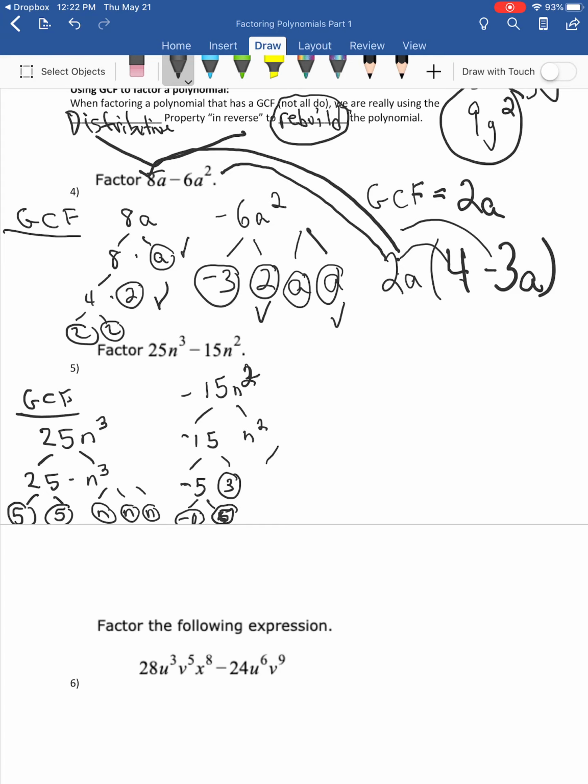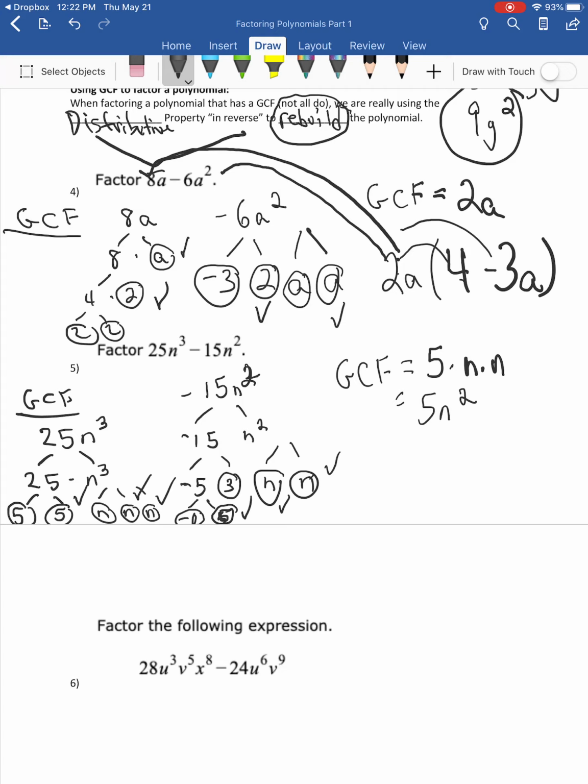And then n squared is n times n, and those are each primes. So what they have in common is one 5 and two n's. So the GCF is 5 times n squared, which is 5n squared.